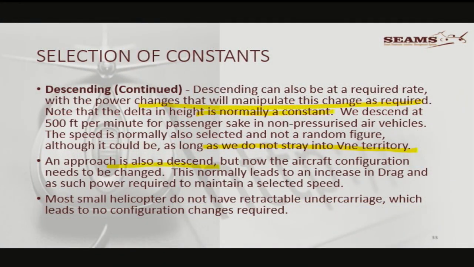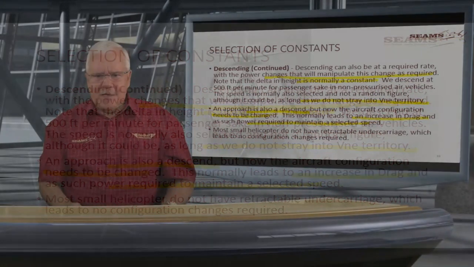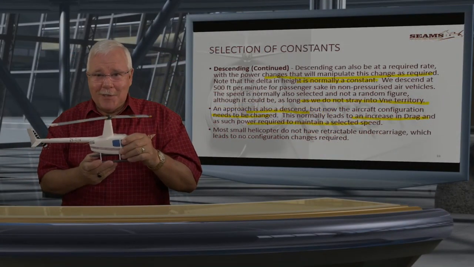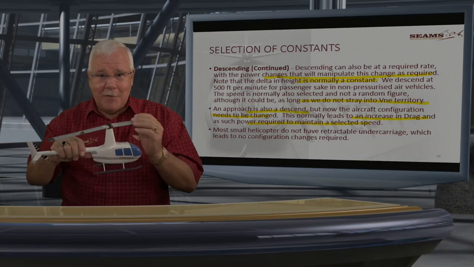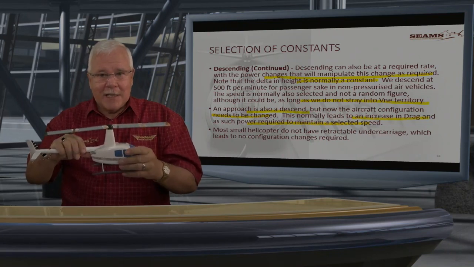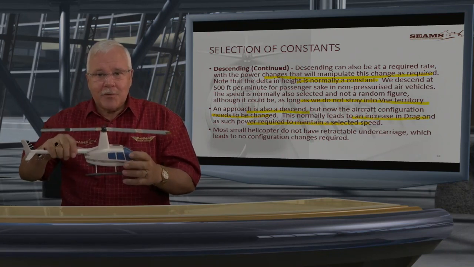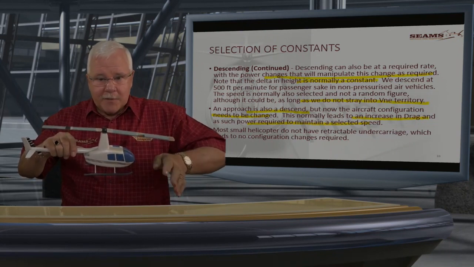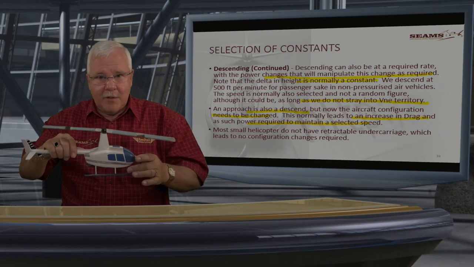An approach is also a descent, but now the aircraft configuration has changed. If you put the undercarriage down, the drag is increased, and so forth. And you'll say to me, hey man, but I'm flying this helicopter, it's got no wheels. All right, not all helicopters have got skids. Some of them have actually got wheels and something to retract, which will reduce the drag in forward flight. But once those wheels come out, then the drag will increase.